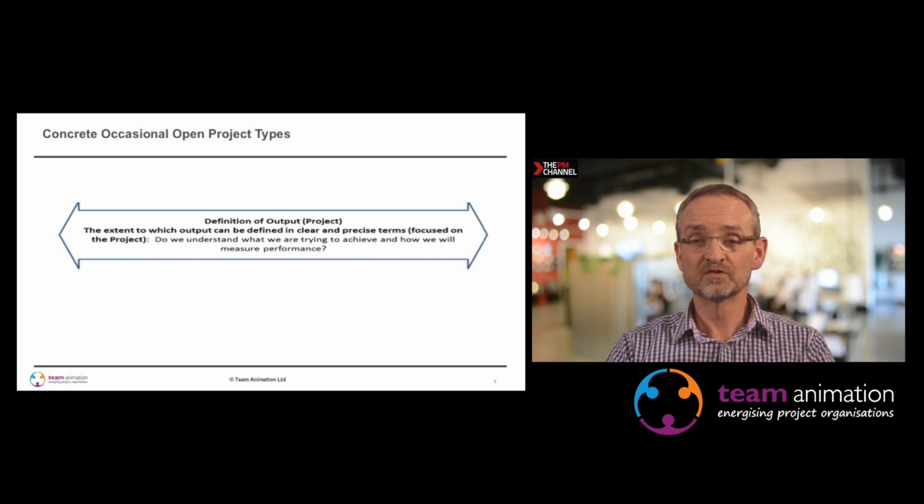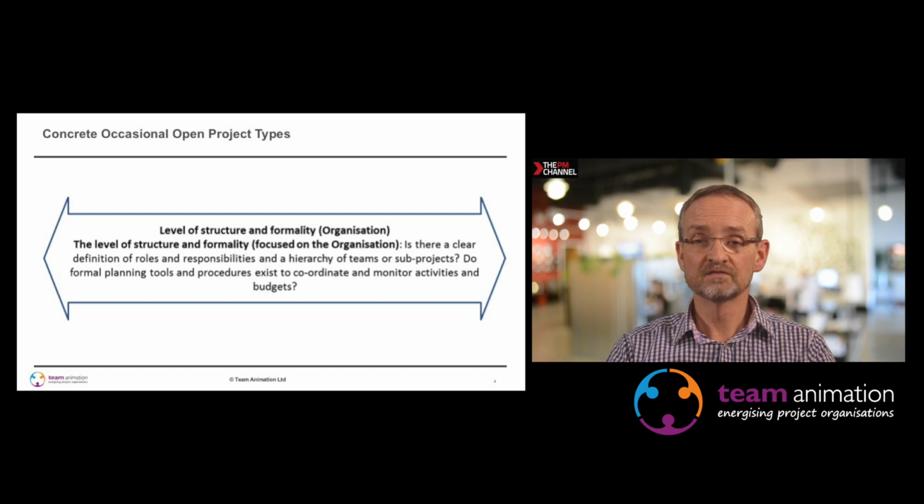To be able to distinguish between different project types, you have to first understand the definition of output, secondly the level of structure and formality, and finally the level of know-how and experience required. So I'm going to go through these three different categories that collectively you can then differentiate three different types of projects. So the first category is around the definition of output. So to the extent to which the output can be defined is clear and precise, focused on the project. So do we understand what we're trying to achieve and how we want to measure performance?